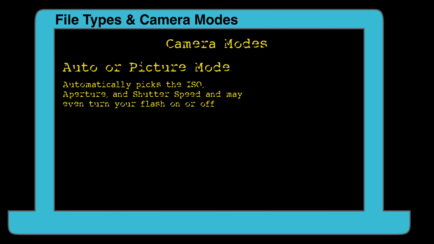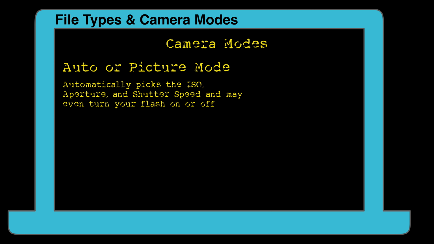Auto mode automatically picks your ISO, your aperture, and your shutter speed, and may even turn your flash on or off without you even telling it to. So this is what most people use because it's easy. You just turn it on auto and it does all the thinking for you.